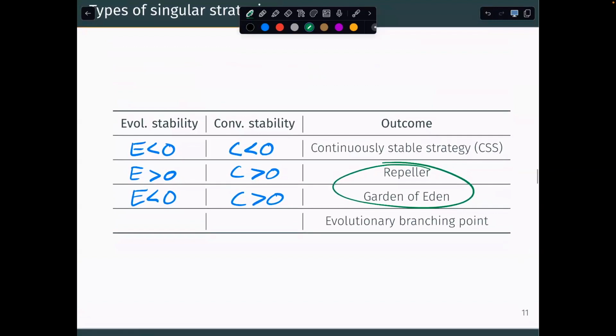Okay. The last one here, an evolutionary branching point, is a point that is evolutionarily unstable. Again, this is kind of a weird one, but is convergence stable.